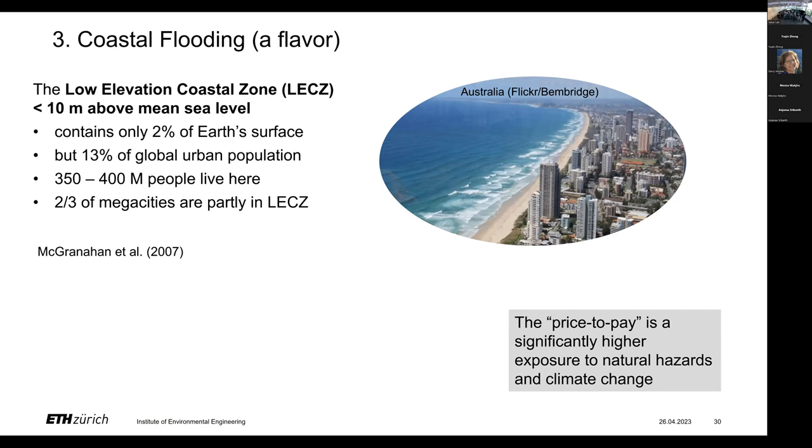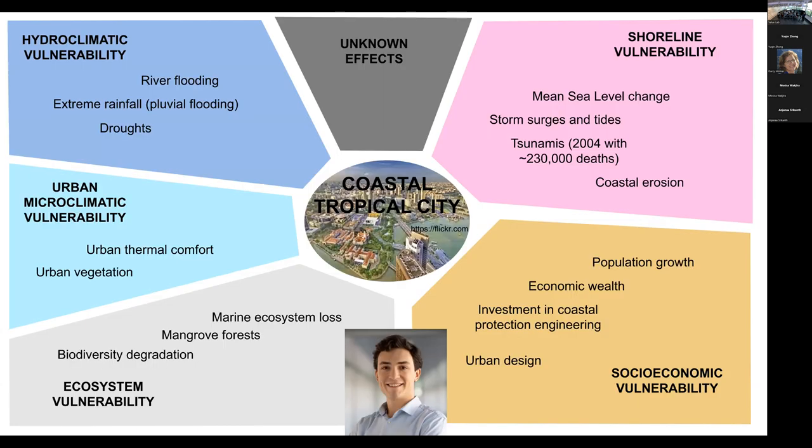Again, a motivation. Remember, the low elevation coastal zone, less than 10 meters above sea level, is only about 2% of the Earth's surface, but 13% of the global population. Up to 400 million people live in this area, and many mega cities like Singapore are in that area. So there is a price to pay for that in an exposure to natural hazards. So Jovan is looking at all of these things, at hydroclimatic vulnerability, at urban microclimatic vulnerability, at biodiversity or ecosystem vulnerability. Of course, mean sea level change, shoreline vulnerability, and all of this has to be seen in the context of socioeconomic strength of a city so that you can adapt, right?